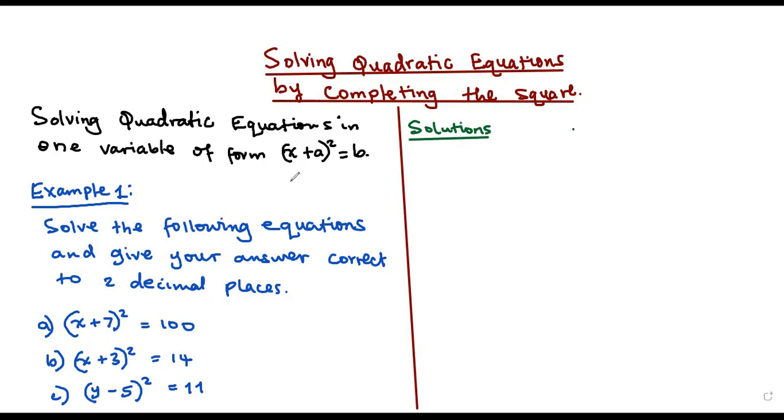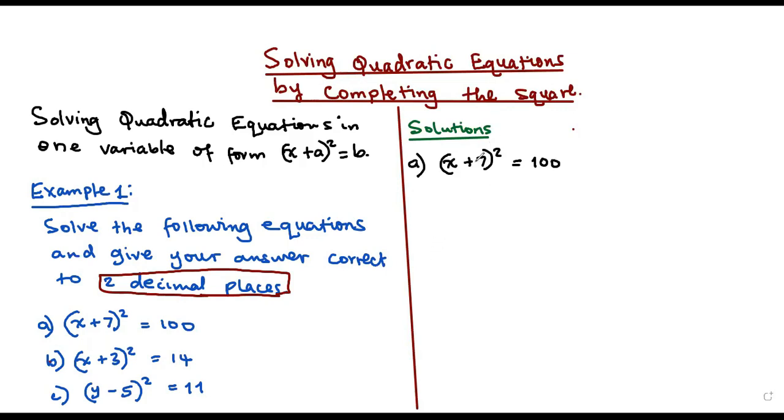So let's begin with number A. But there is something I want you to note. Correct your answer to 2 decimal places. This one we will look at for part B and part C. But for part A, we don't need this. So A, we have x plus 7 squared is equal to 100.